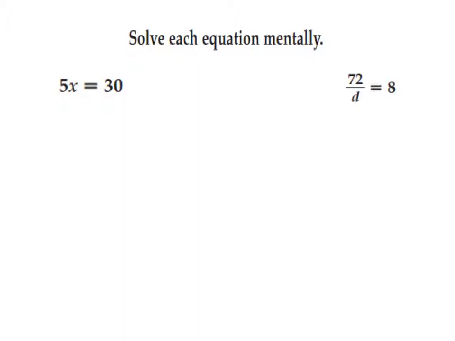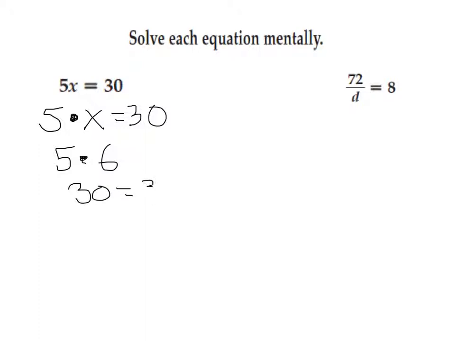Now we're asked to do some mental math on these 2 problems. The first one is 5x is equal to 30. So I'm looking for some number times 5 that's equal to 30. Now I know my multiplication tables, and I know that 6 is a good substitute for x. 5 times 6 is 30, and that's equal to 30. So x is equal to 6.